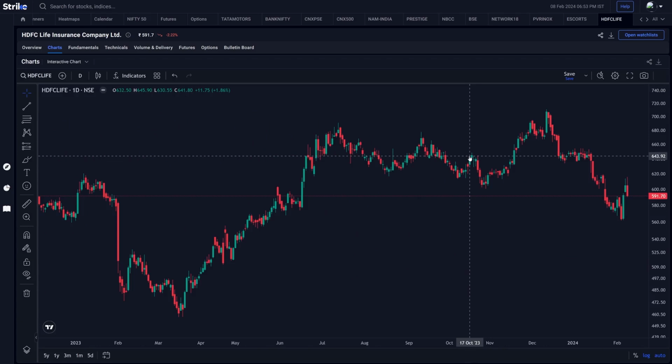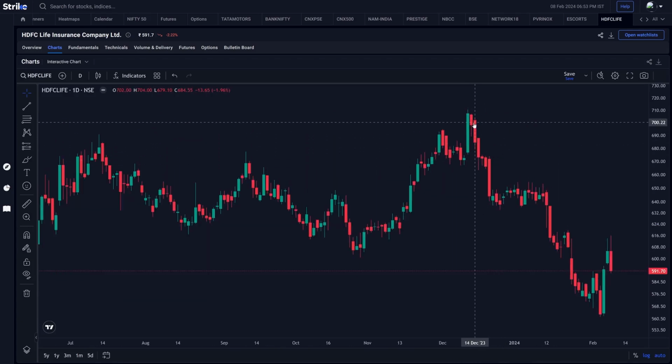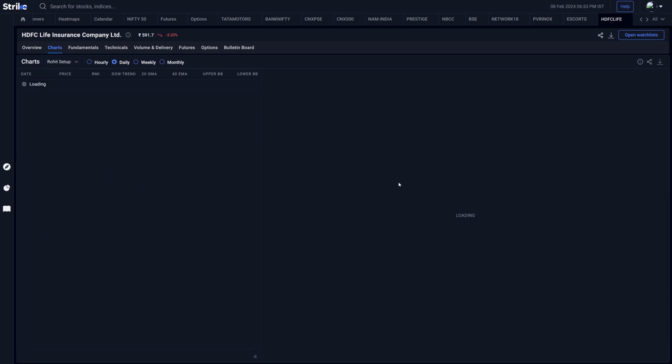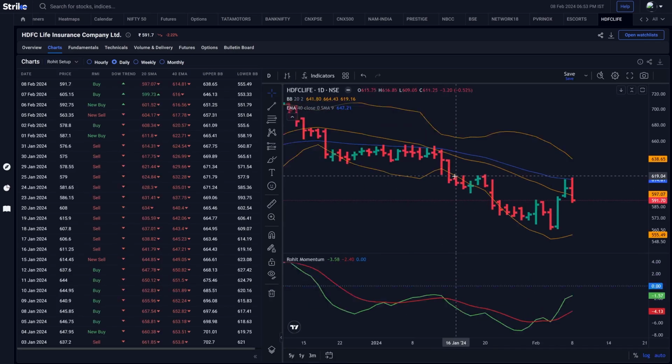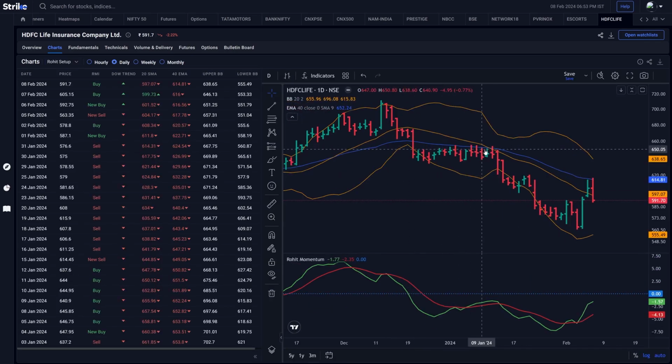So here you have HDFC Life. If we ran the test from say 15th of December to the 2nd of Jan, which is somewhere here, okay, prices have continued to decline. Now we add the Rohit setup to it so that we can actually see whether there was an opportunity to short close to the averages. The last time was, yes, it was.